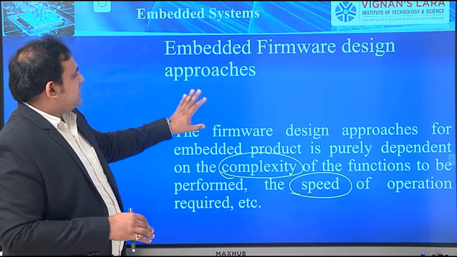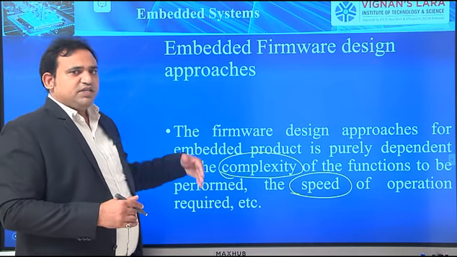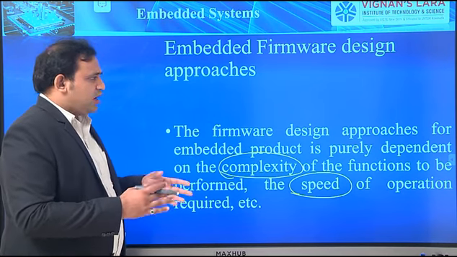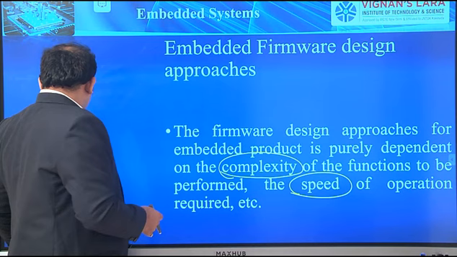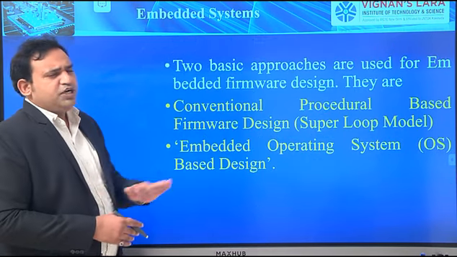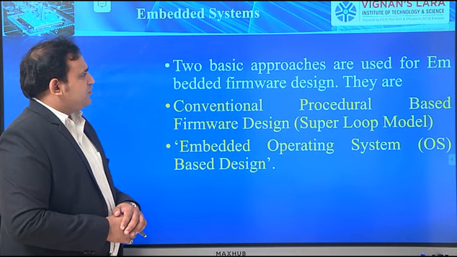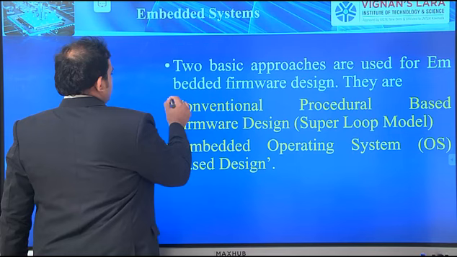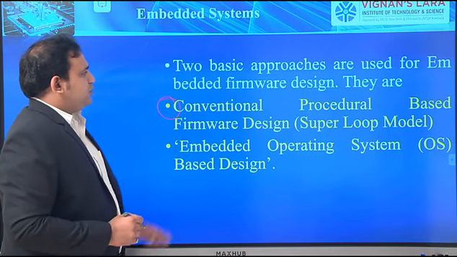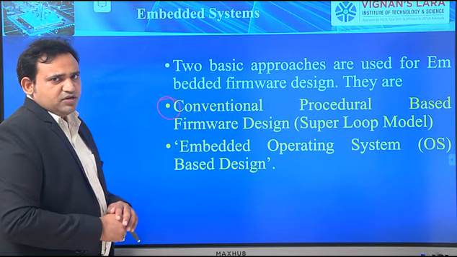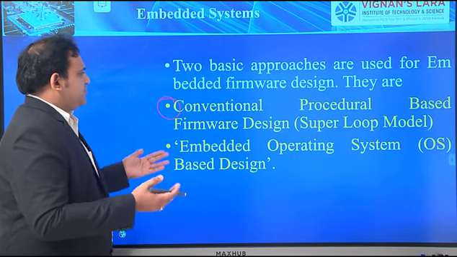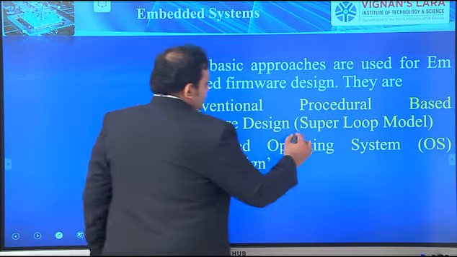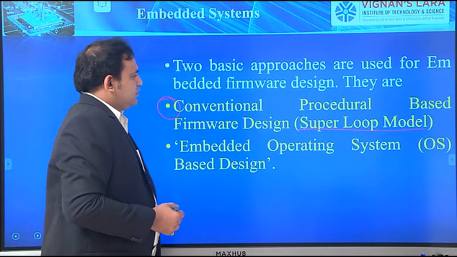Here, embedded firmware design approaches means, first, the firmware design depends upon the complexity and the cost; we have to select the firmware accordingly. Next, there are basically two approaches for embedded firmware design. The first one is conventional procedural based firmware design, that is simply writing a program. We used to call it the super loop model. We will go through that super loop model.